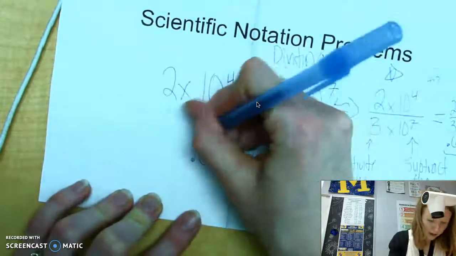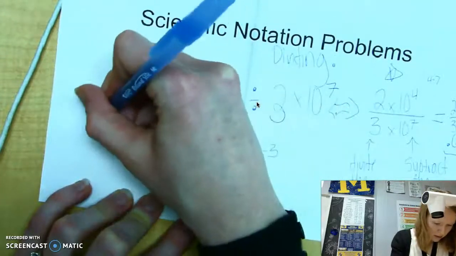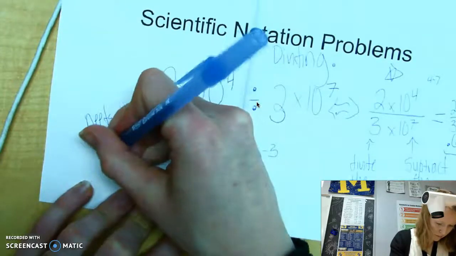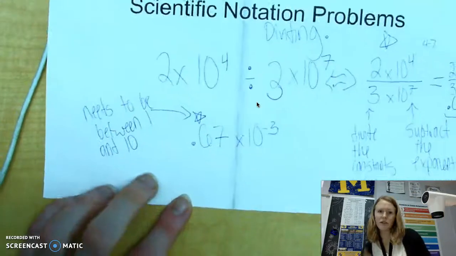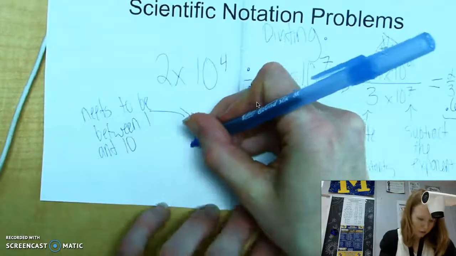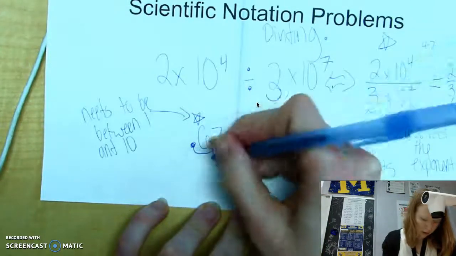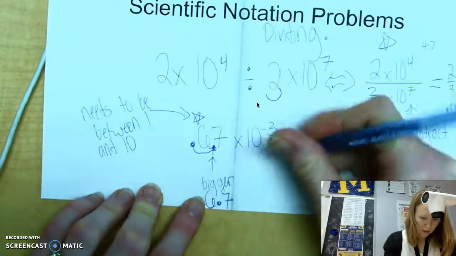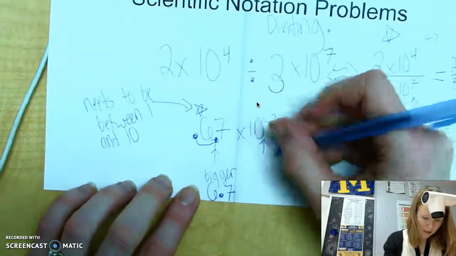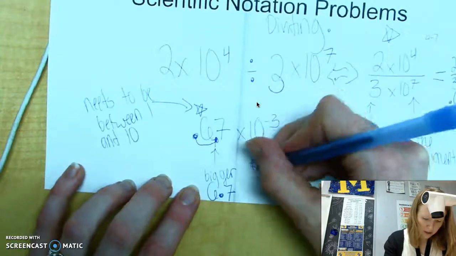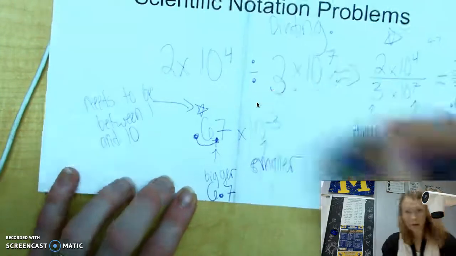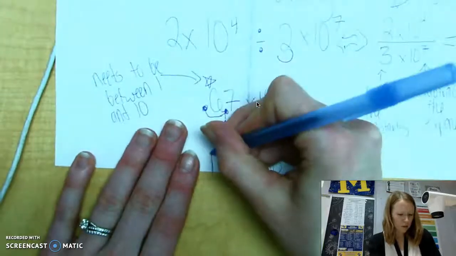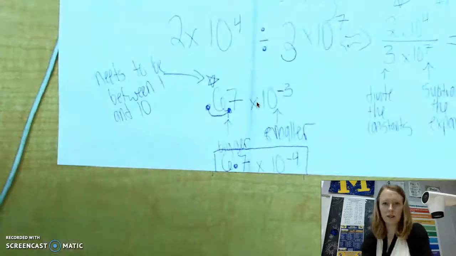But remember, this number right here has to be between 1 and 10. So it can't be 10. It has to be a single-digit number, right? So in order to do that, I have to move my decimal to the right one place. I made this number bigger to get to 6.7. And if I make my constant bigger, that means I need to make my exponential expression smaller. So what's smaller than 10 to the -3rd? That would be 10 to the -4th. It would become more negative. So my final answer would be 6.7 times 10 to the -4th.